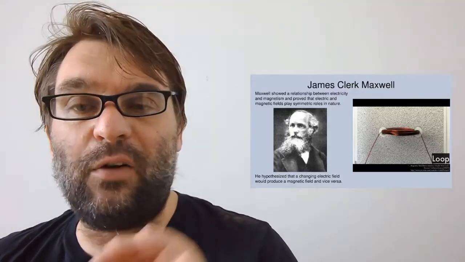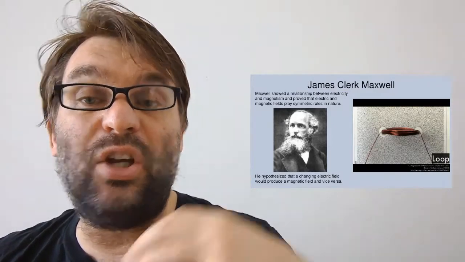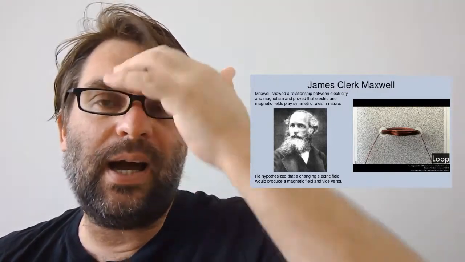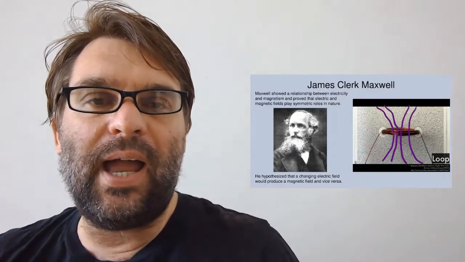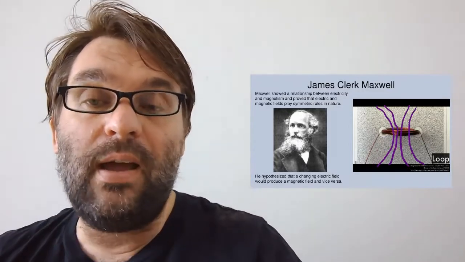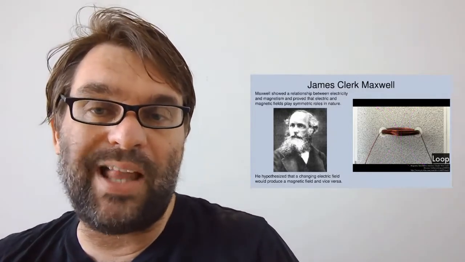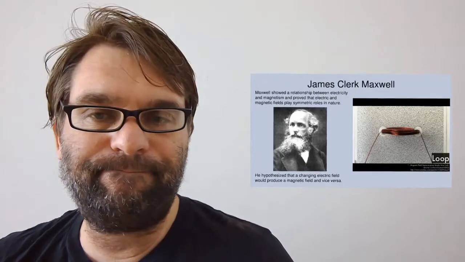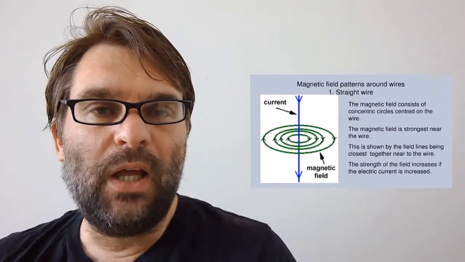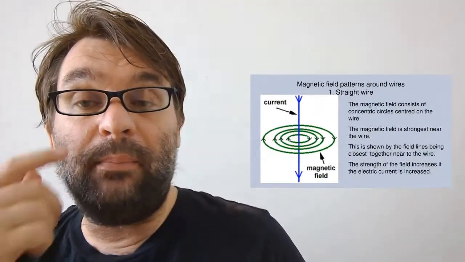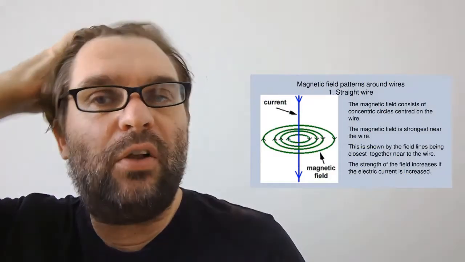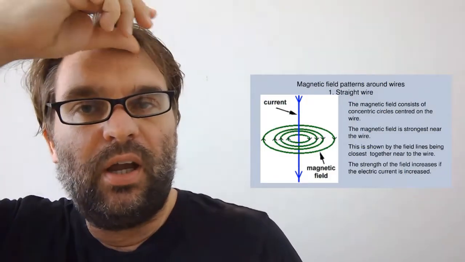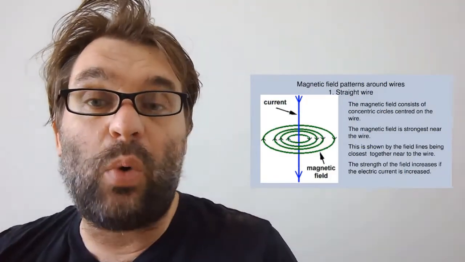So basically you've got an electrical field inducing or creating a magnetic field, and also conversely, magnetic fields can induce electricity or electrical fields. This is known as electromagnetic induction. There are three types of fields that you have to be able to sketch. The first one is a straight wire.